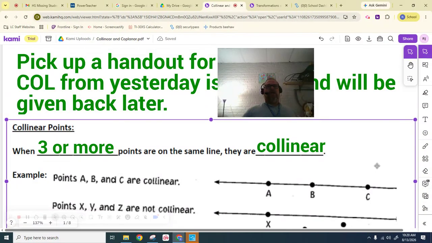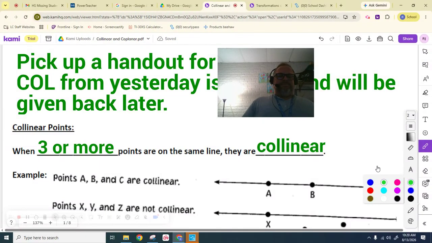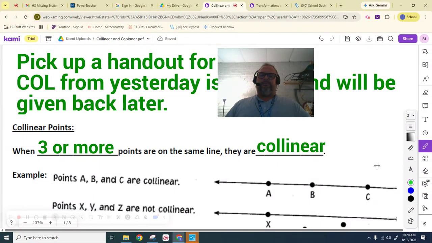Everybody say it with me. Ready? Collinear. All right, now together. Collinear. Perfect. Okay, so like, oh my gosh, he's making us talk. So if we look at A, B, and C, they're all on the same line. They're collinear.